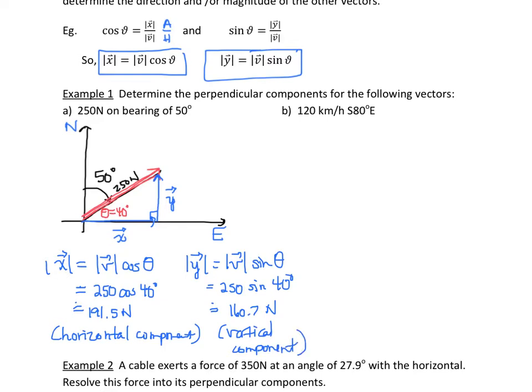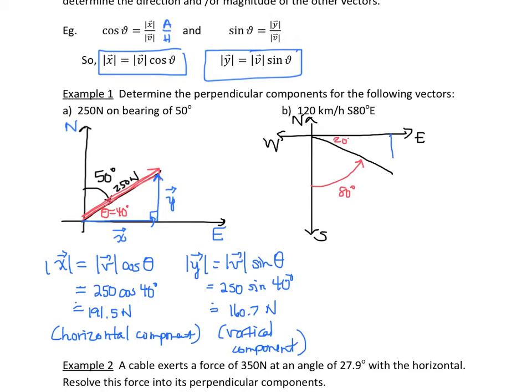Okay, we'll try another one. 120 kilometers per hour on a bearing of south 80 degrees east. So now we're looking in quadrant 4 for this question. South 80 degrees east would be about here, meaning inside our triangle we would have an angle of 20 degrees.